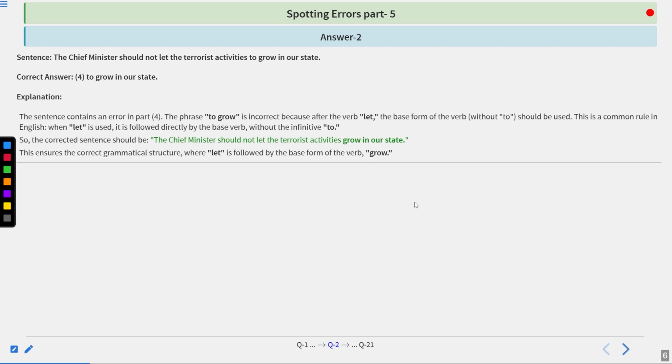The phrase to grow is incorrect because after the verb let, the base form of the verb without to should be used. This is a common rule in English. When let is used, it is followed directly by the base form without the infinitive to. So the correct sentence should be, the chief minister should not let the terrorist activities grow in our state. This ensures the correct grammatical structure where let is followed by the base form of the verb grow. I hope you have understood. Let's move to the next question.